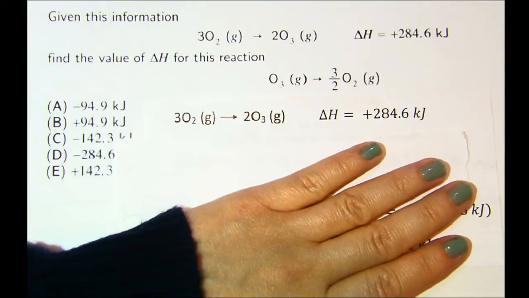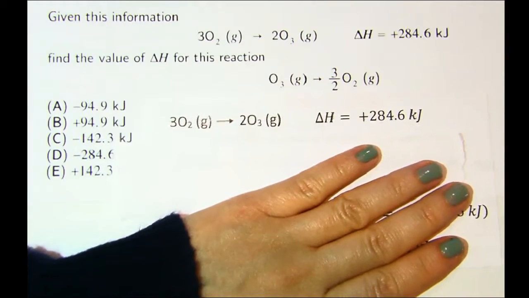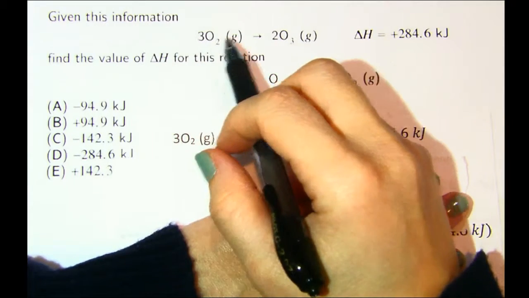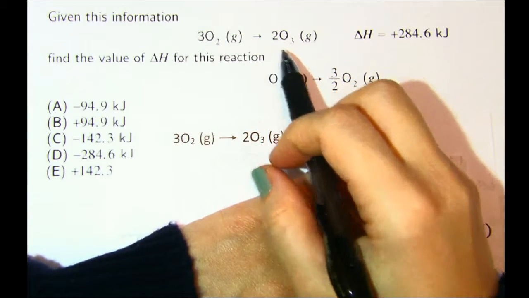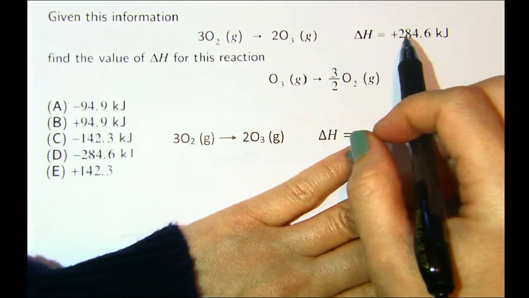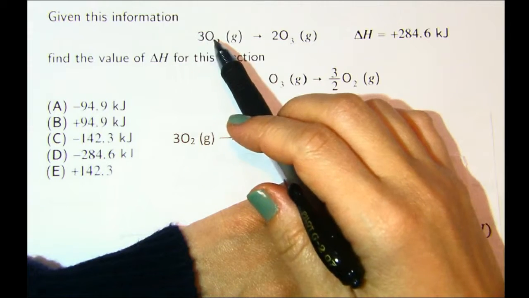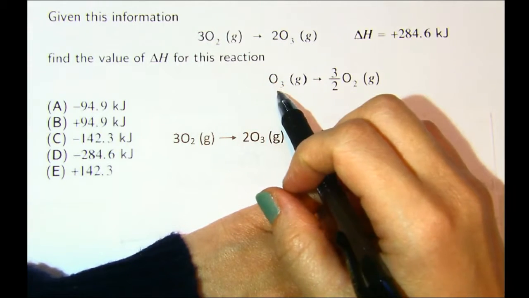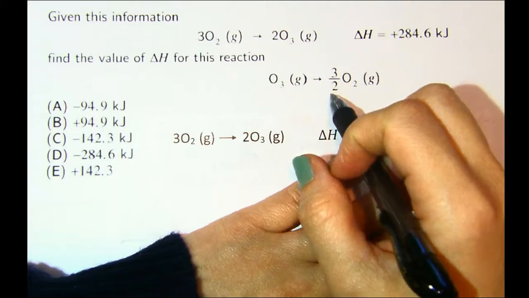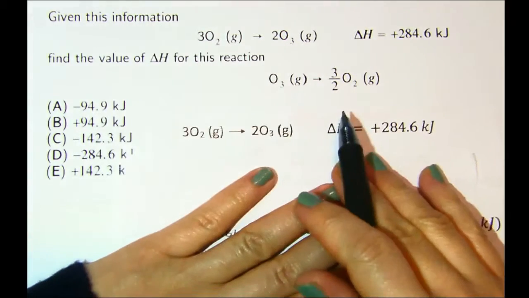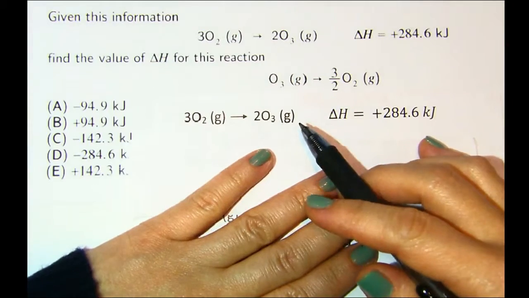Here we have one more example of Hess's law, where the original equation is 3 oxygens yields 2 ozone molecules, and here's the delta H for this reaction. The question is, what would the delta H be if the reaction were O3 yields 3 over 2 oxygens, or O2? So first of all, here's the original equation.